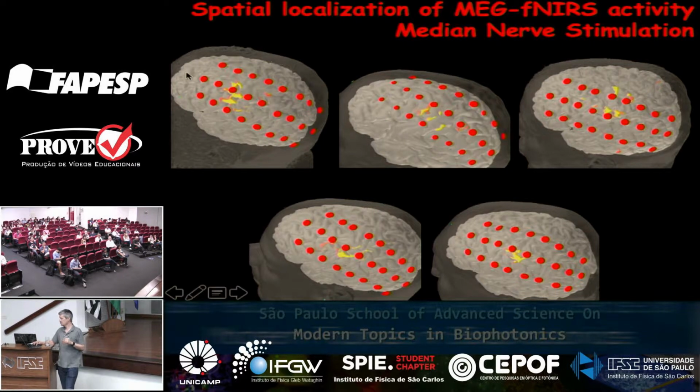So this is showing the positions of all the sources and detectors on the brain, and underneath here is actually the MEG response to a sensory stimulus. We're giving an electrical shock to the median nerve, which is producing a sensory response. This is showing the neural response, and then overlaid on that is the hemodynamic response. And you can see good spatial correlation between the neural response and the hemodynamic response.